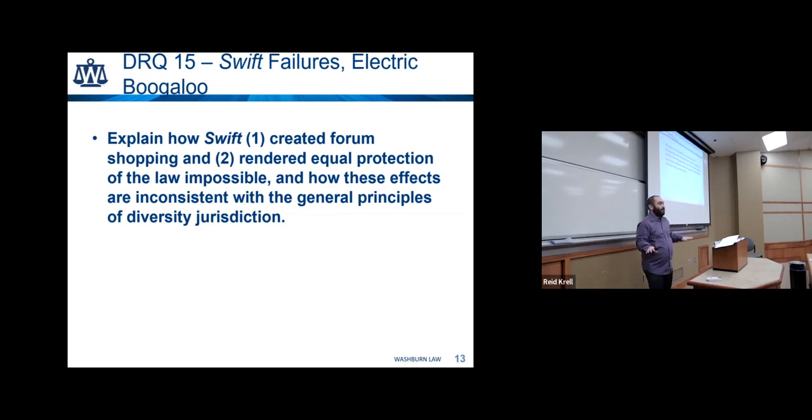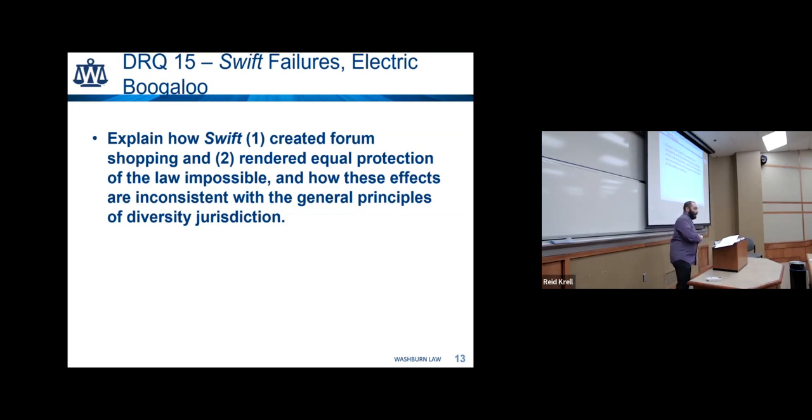Nothing changes in Brown and Yellow versus Kentucky State, whether it's in Kentucky state court or Kentucky federal court. Nothing else about that case changes, but the outcome changes. How is that equal protection of the laws? It's legal outcomes depending entirely on what courthouse you're in.